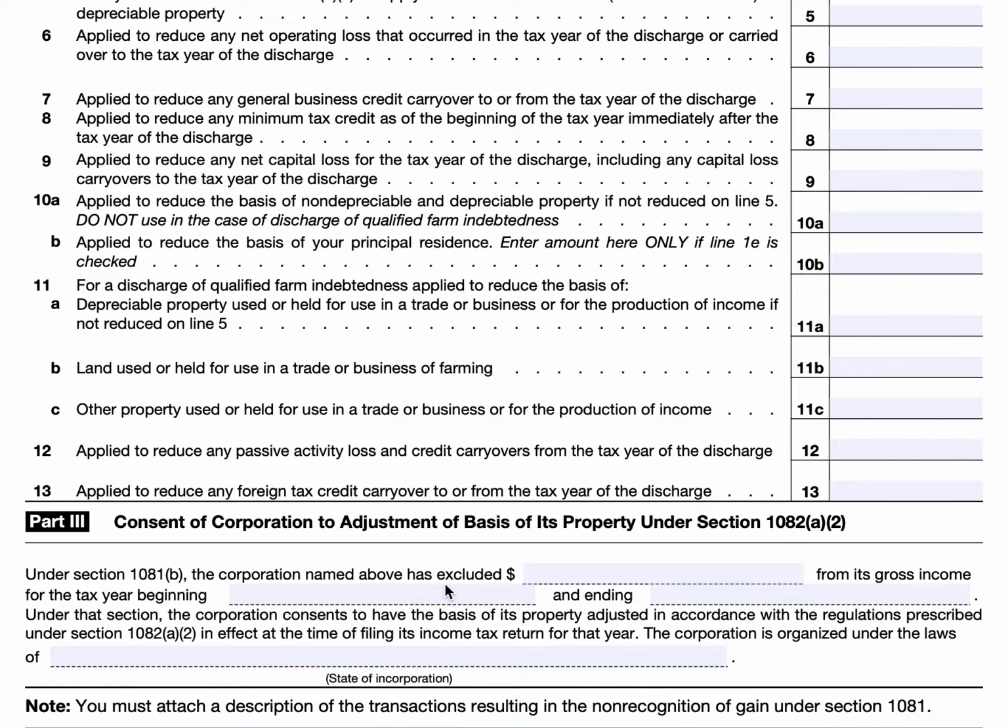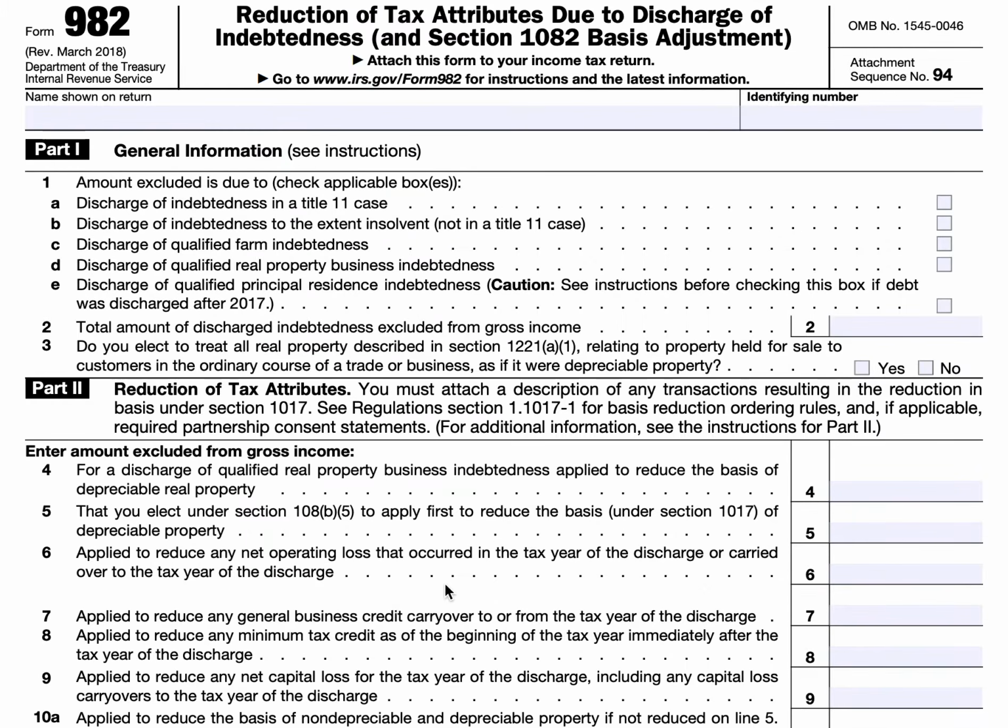And then finally, in part three, corporate taxpayers that elect to use this form must consent to a general rule regarding adjustment of basis to commercially owned property under Internal Revenue Code Section 1082(a)(2). So let's get back to the top. We're going to talk a little bit about some of the terms that you'll see here.